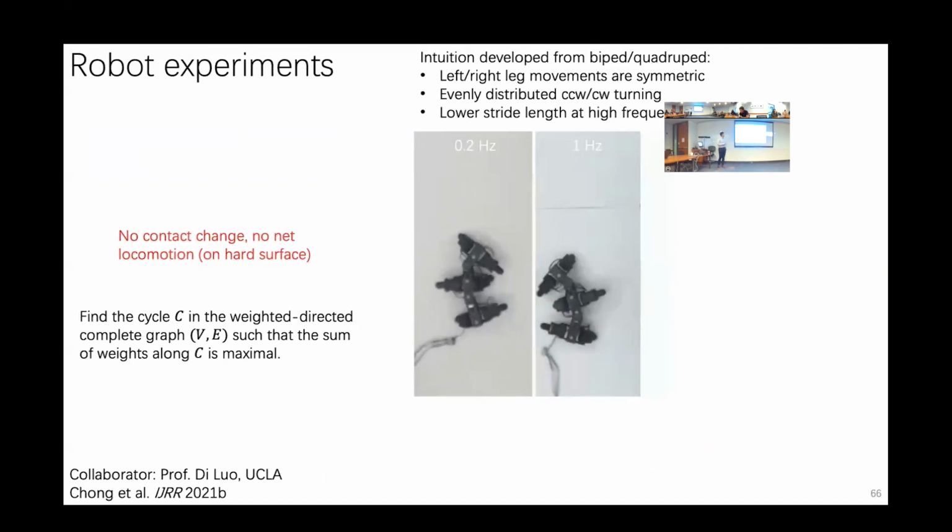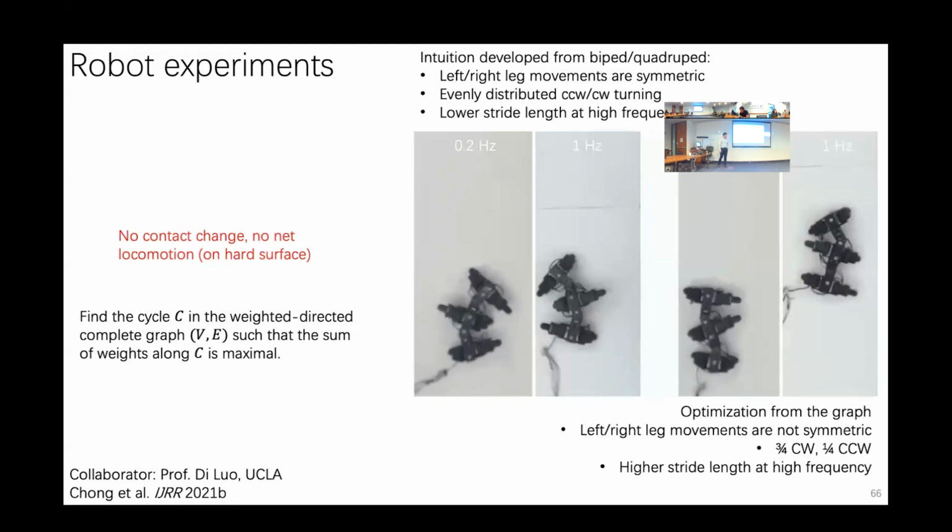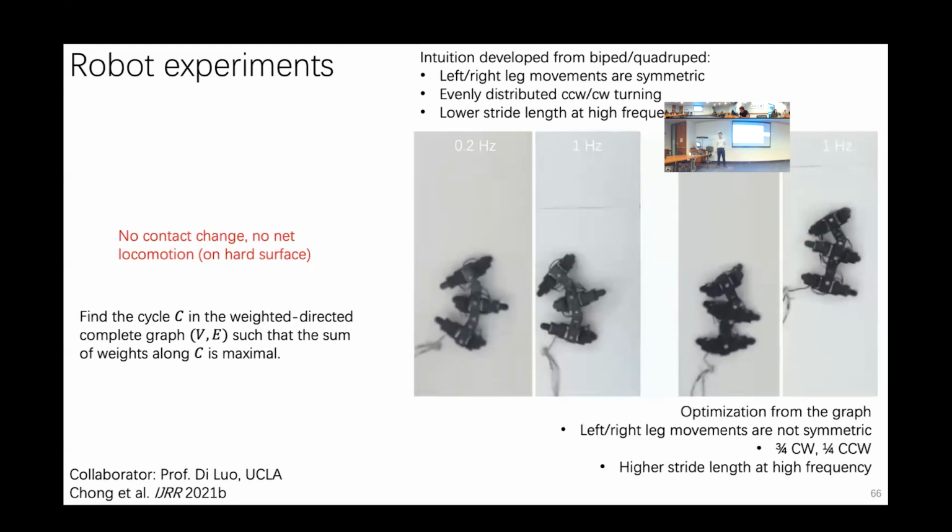But as a result, the very symmetrical gates only operate well over the probability. It's not super effective compared to gates. But when we compare it to our optimized gate from the graph, we notice that the robot is not symmetrical at all.